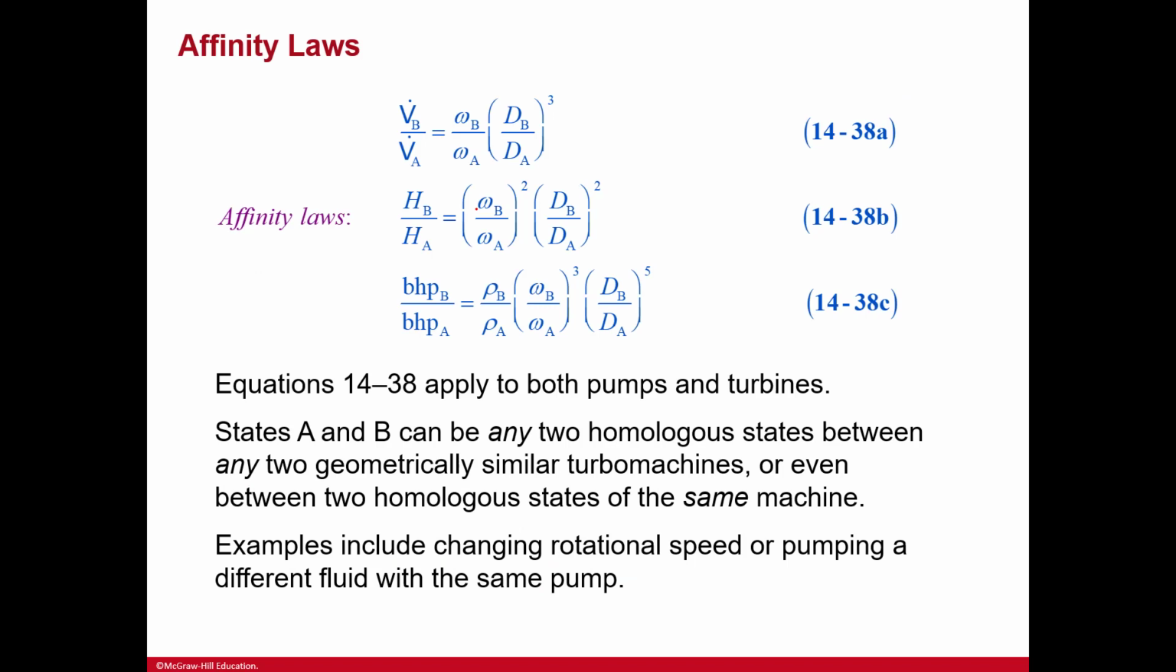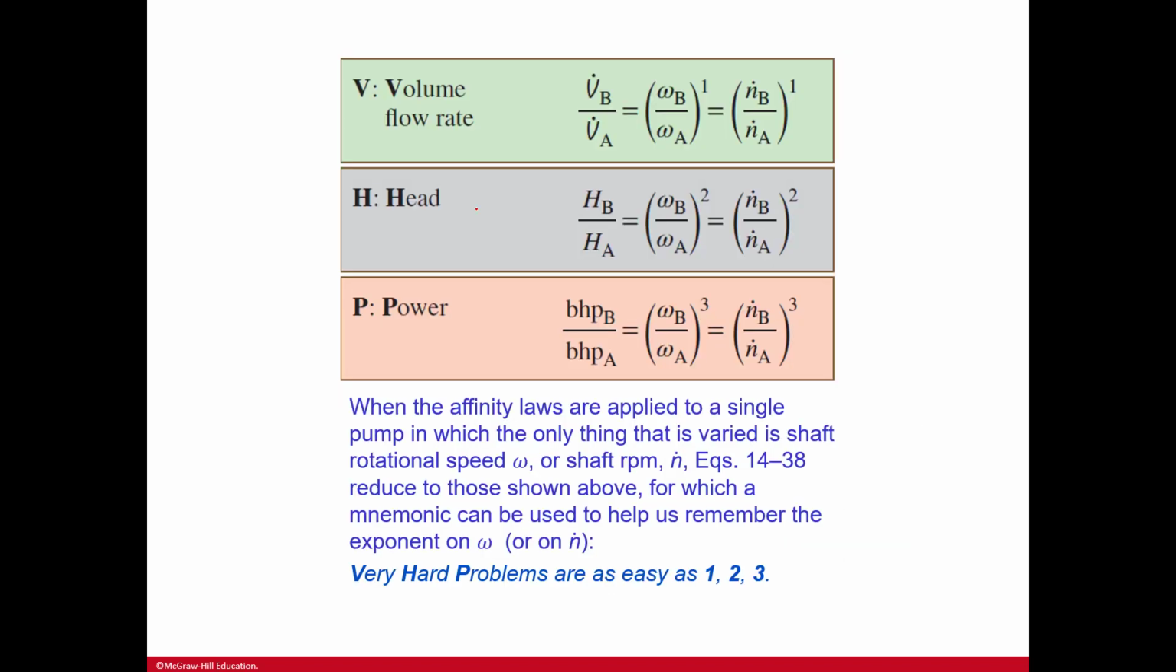And then affinity laws. So these equations 14 through 38, A, B, and C, apply to both pumps and turbines. It states that A and B can be any 2 homologous states between any 2 geometrically similar turbomachines, or even between 2 homologous states of the same machine. Examples include changing rotational speed or pumping a different fluid with the same pump.